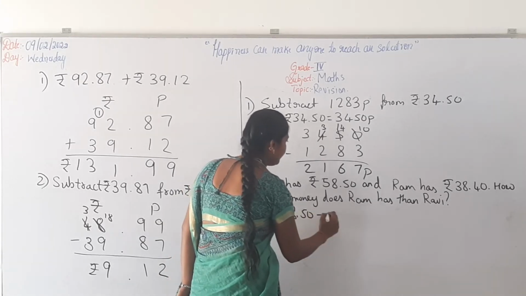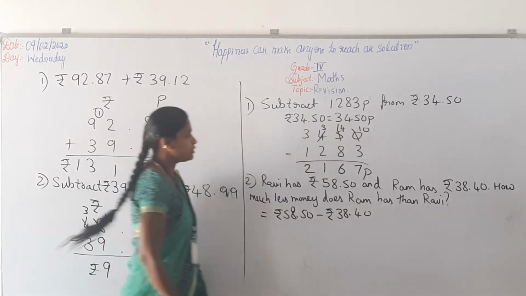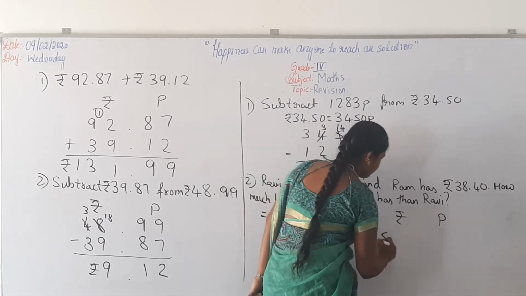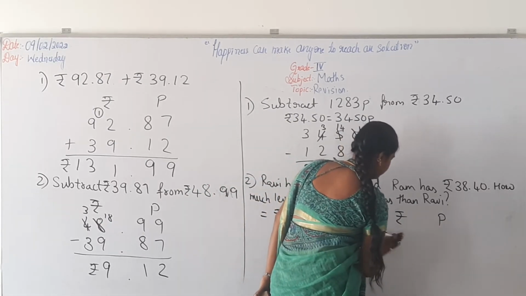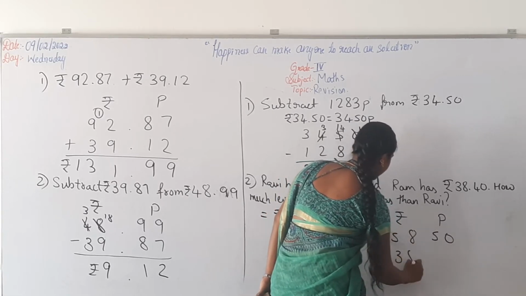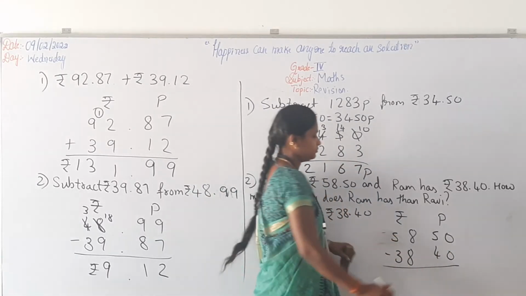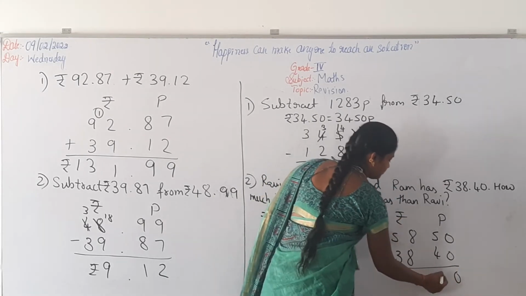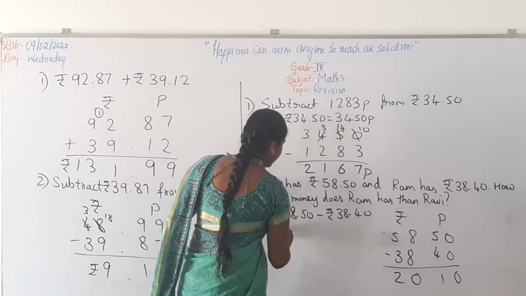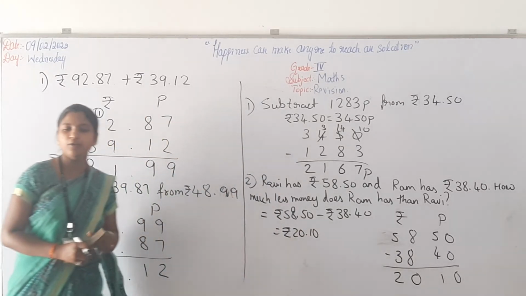So that is rupees 58.50 minus rupees 38.40, we have to do subtraction. 58.50, 38.40. Subtraction. What is 0 minus 0? 0. 5 minus 4? 1. 8 minus 8? 0. 5 minus 3? 2. So what is the answer? Rupees 20.10. Understand how to do?